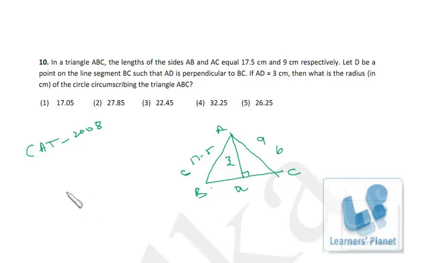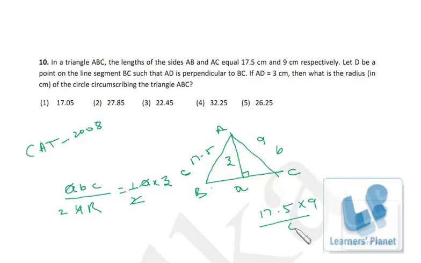Now, what is the area of a triangle? That is, in terms of circumradius, it is abc by 4R, right? And in other words, what is the area of triangle? Half base into altitude. So base is a and altitude is AD, that is 3. So a and a is cancelled. This is 2. So we have to find out the value of R, that is bc by 6. So that is 17.5 into 9 by 6. That is the value of the circumradius. Okay.